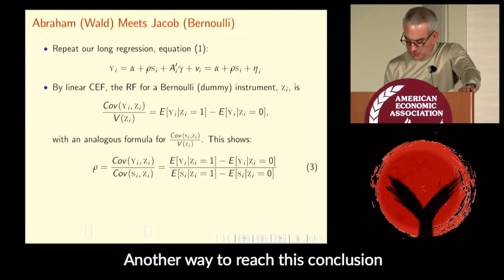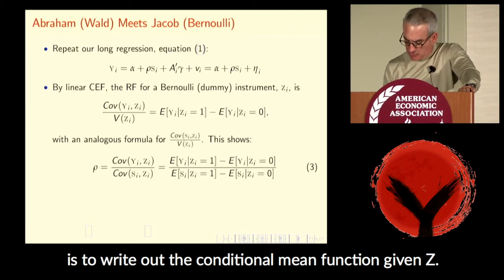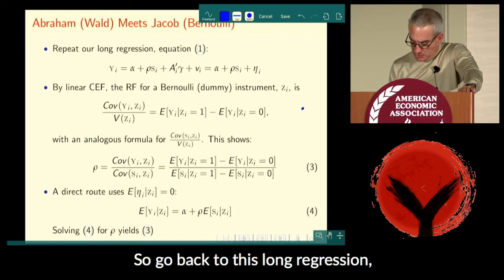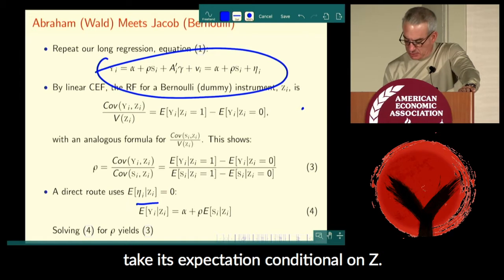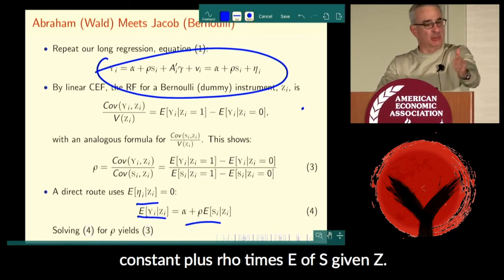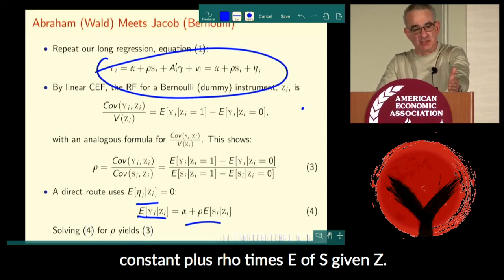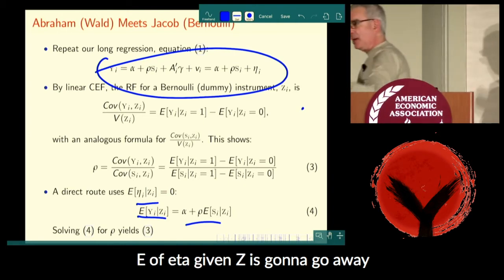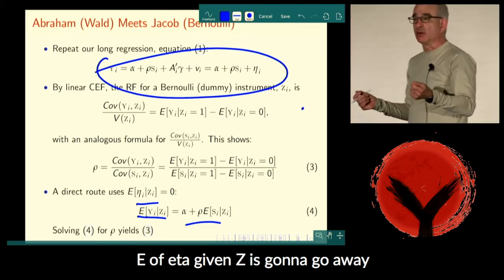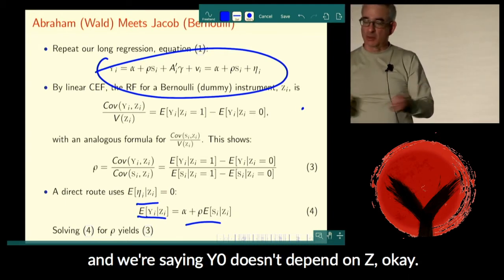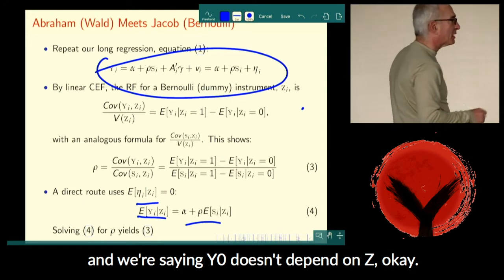Another way to reach this conclusion is to write out the conditional mean function given z. So go back to this long regression, take its expectation conditional on z. Expectation is linear, so it's going to be constant plus rho times E of S given z. And the residual is going to go away. E of epsilon eta given z is going to go away or equal to a constant, because that's our assumption, because that's y0, and we're saying y0 doesn't depend on z.